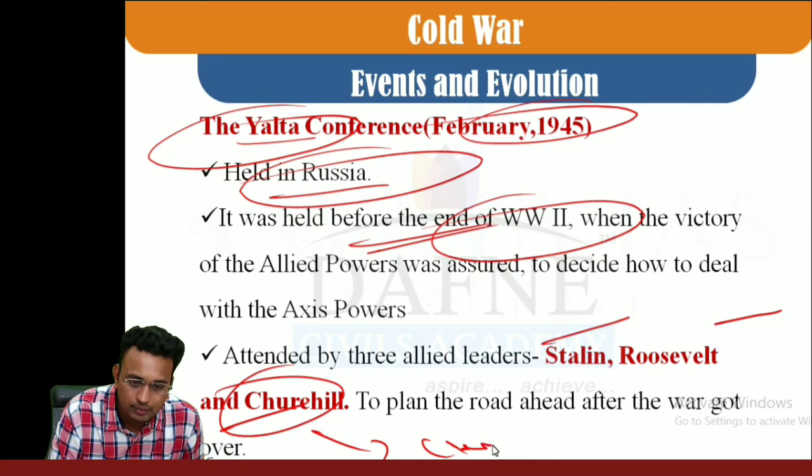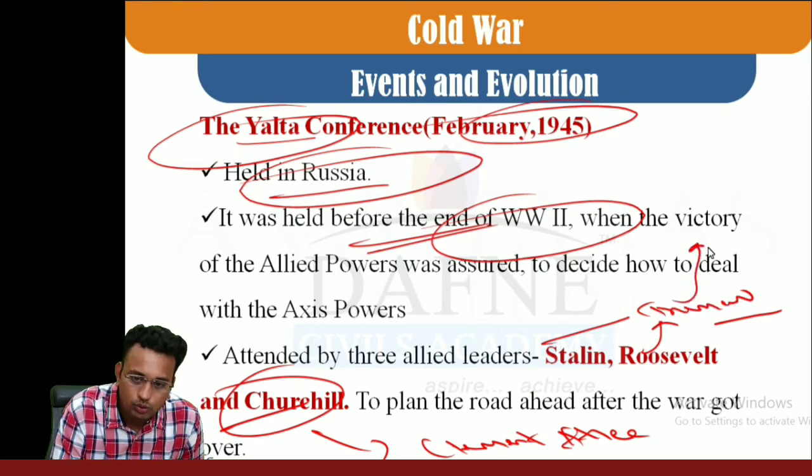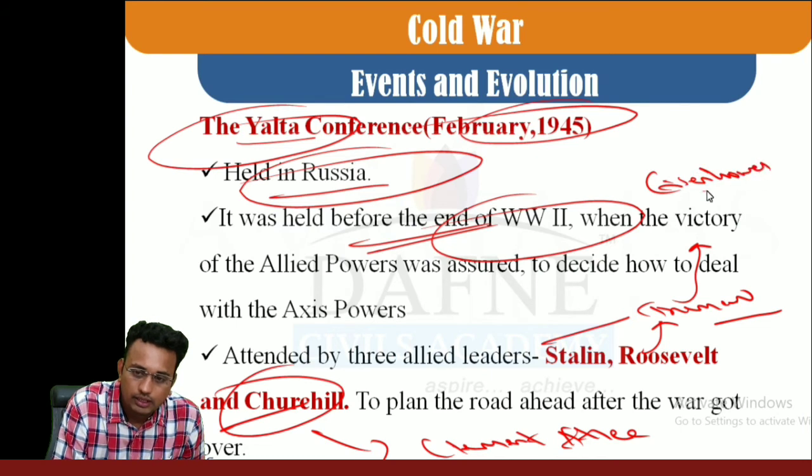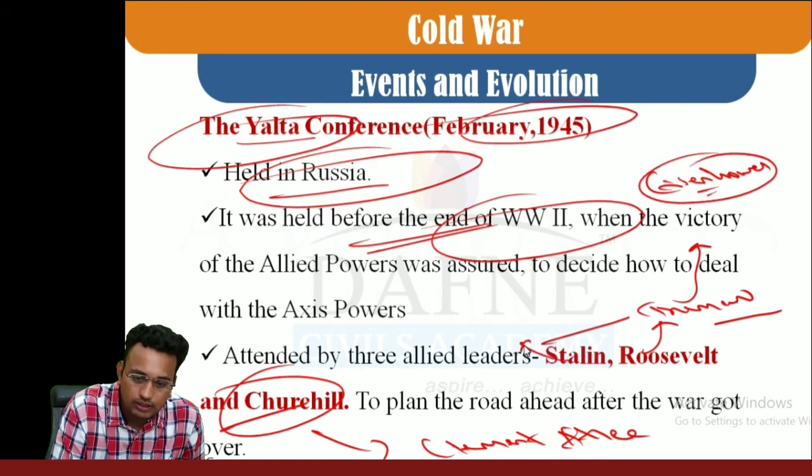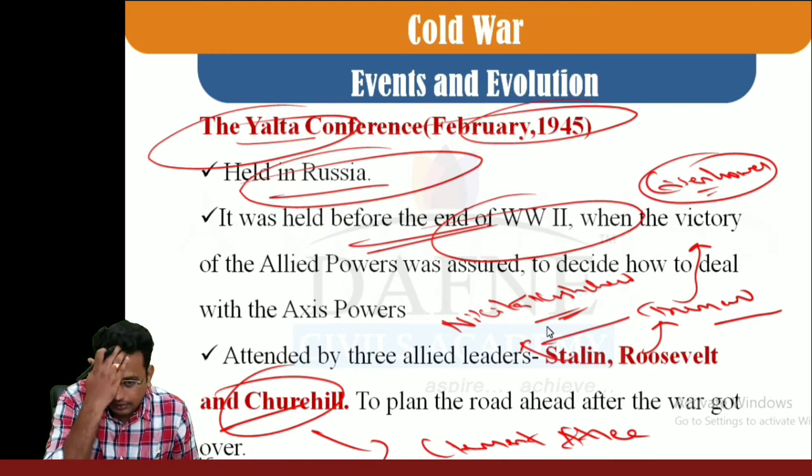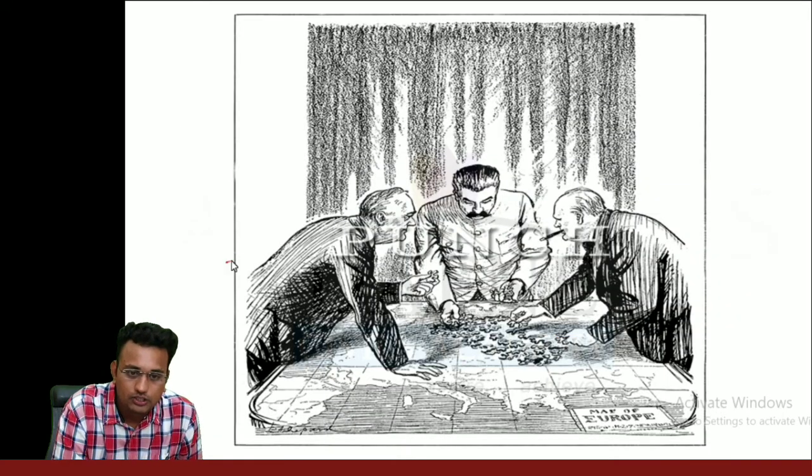After Churchill, you have Clement Attlee. Roosevelt was followed by Truman, followed by Eisenhower. We'll see the presidents later. Stalin was followed by Nikita Khrushchev in Russia. Okay, next.